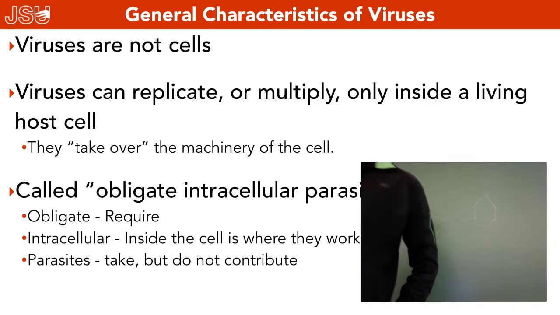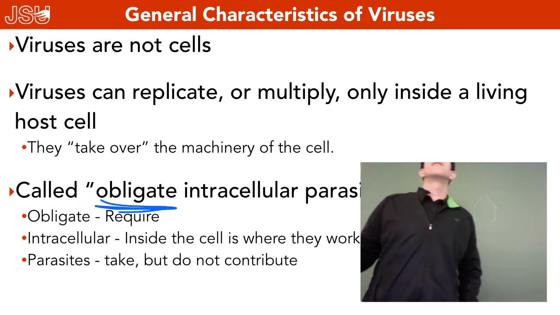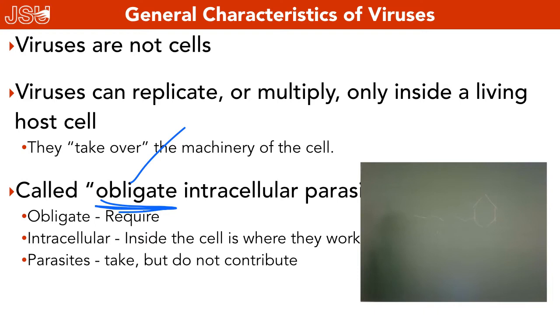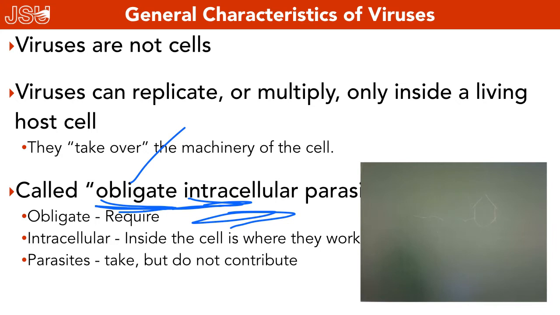We call them obligate intracellular parasites. If you're obligated to do something, what does that mean? You're required, right? Were you obligated to come here in the snow? No. But are you obligated to come during a test day? Yeah. So obligate means you're required to do something. Intracellular: intra is what? Inside. So they're going to be inside. And what's a parasitic relationship? One gets a benefit, the other one is somehow hurt. It's like that roommate who never pays rent and takes your beer. That's a parasite, and that's kind of like a virus. They're going to take, but they're not going to give.